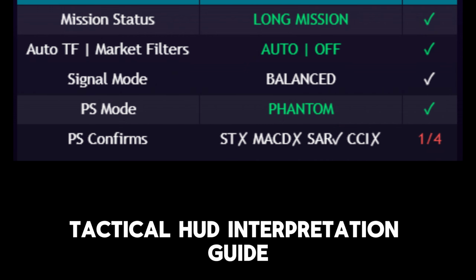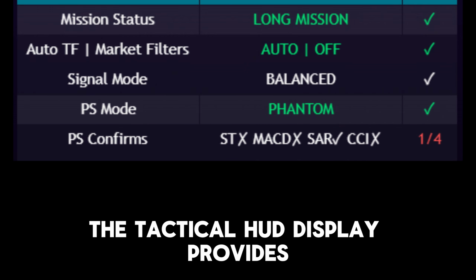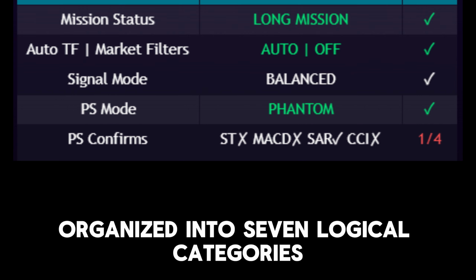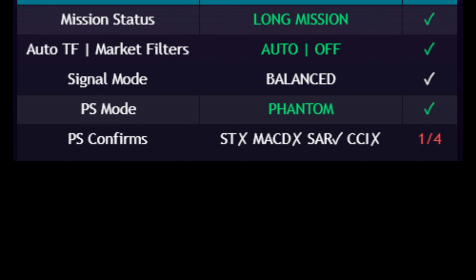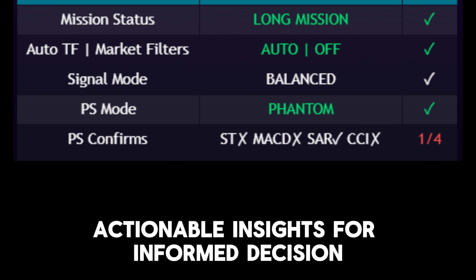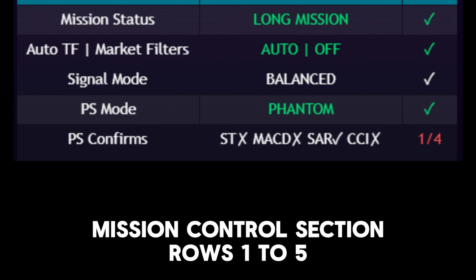Tactical HUD Interpretation Guide. The Tactical HUD display provides real-time analysis through 21 distinct data points organized into 7 logical categories. This converts complex market analysis into actionable insights for informed decisions. Mission Control section, rows 1-5.